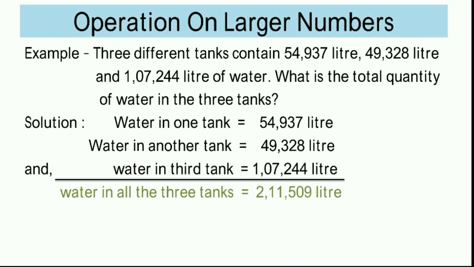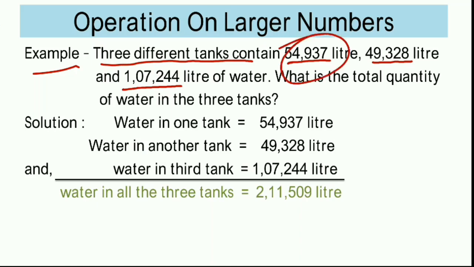So let's start. Example 1 says that 3 different tanks contain 54,937 liters, 49,328 liters, and 1,07,244 liters of water. It means there are 3 tanks, and water is stored in those 3 tanks, and the quantity of water in those 3 tanks is different. In the first tank, this much liter of water has been stored. In the second one, this much liter, and in the third one, this much liter of water has been stored.